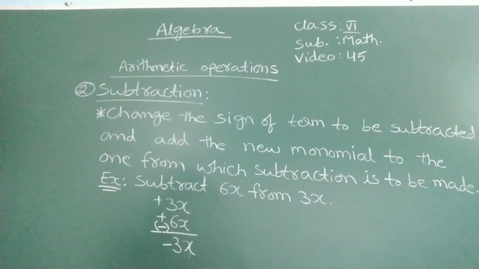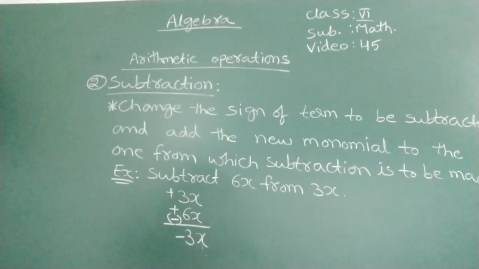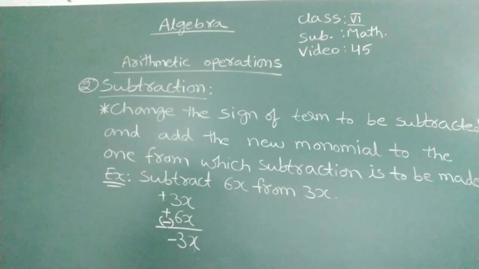Actually 3x and 6x are given. The 6x sign is plus, it is changed into minus. Next, plus 3x minus 6x is simplified. Then we got minus 3x, because 3 minus 6 gives minus 3. So it is purely based on integers, isn't it? So subtraction is also based on integers only.